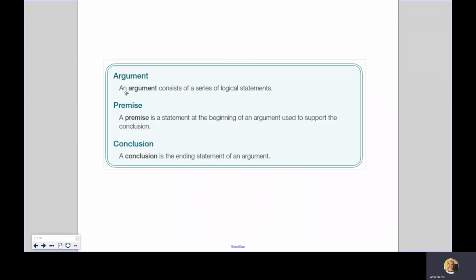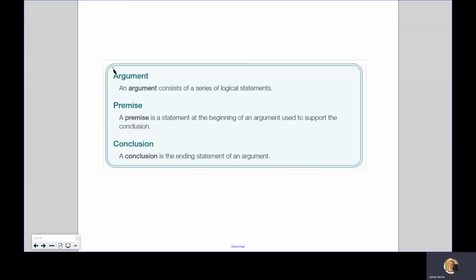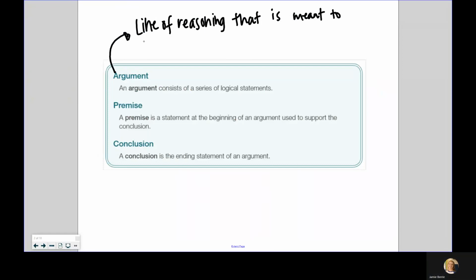All right, so this is the formal definition of an argument. It says an argument consists of a series of logical statements. This is my definition of an argument, which comes from your textbook. An argument is a specific line of reasoning. We'll just say it's a line of reasoning that is meant to support a particular belief or idea. So an argument is a line of reasoning that is meant to support a particular belief or idea. That's what an argument is defined as when we're talking about logic.